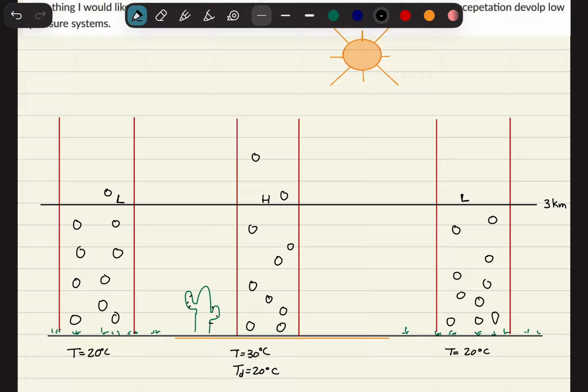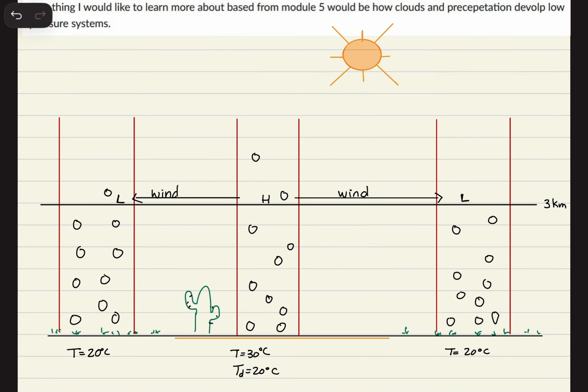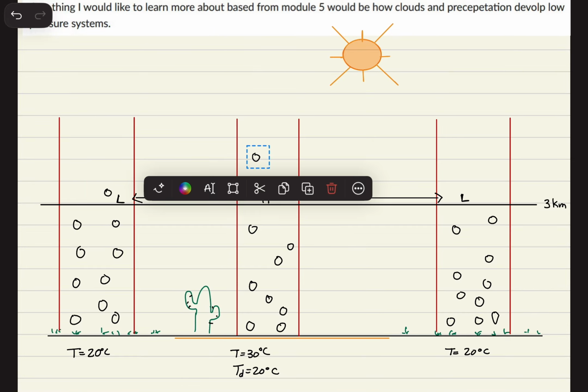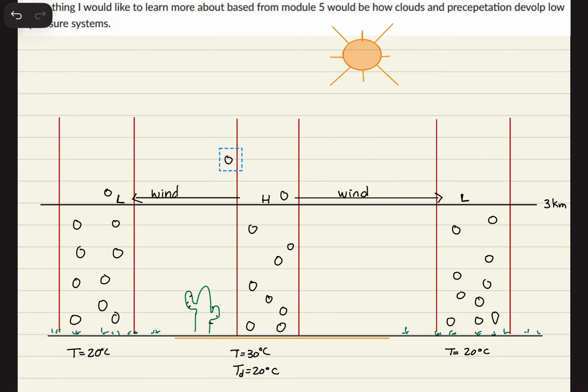Remember that pressure gradient force pushes from high pressure to low pressure. This is our simple wind. We're going to ignore other forces. Now remember, wind can physically move matter. So what's going to happen is it can physically move these air particles.